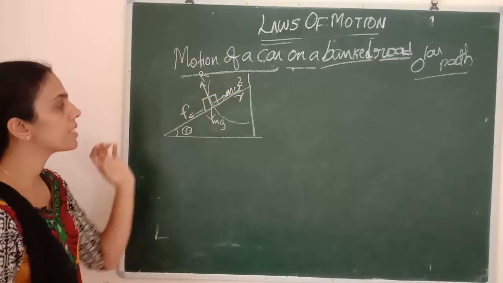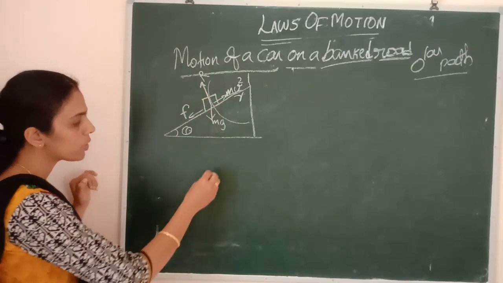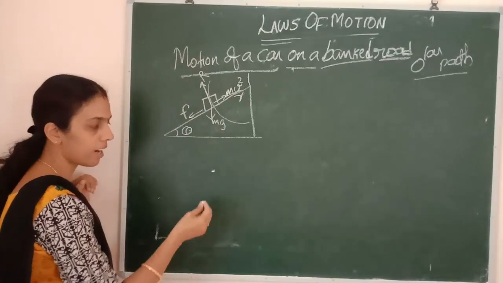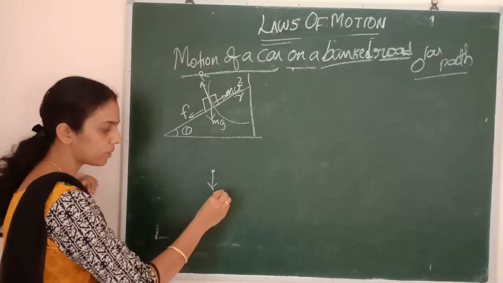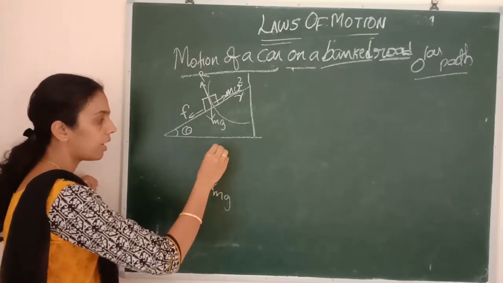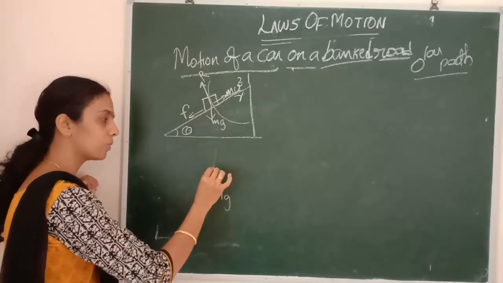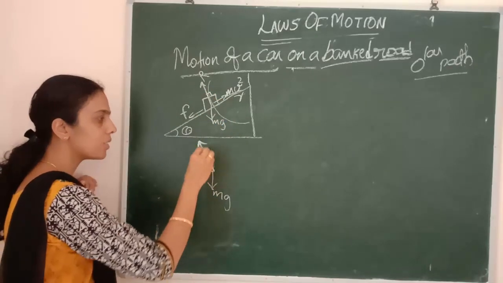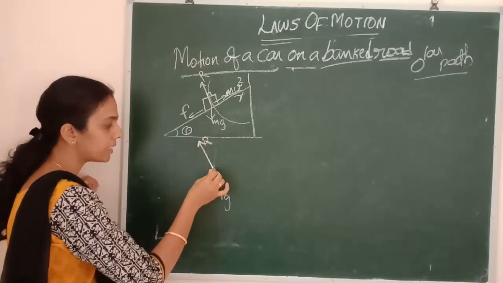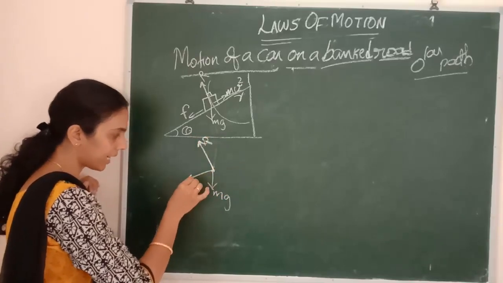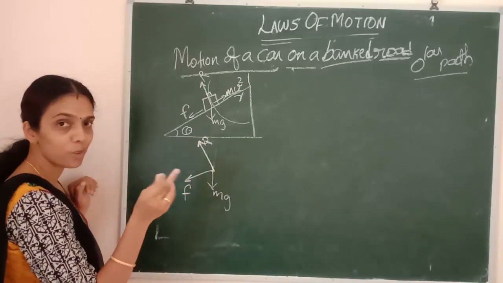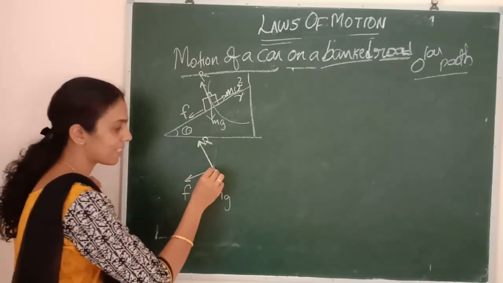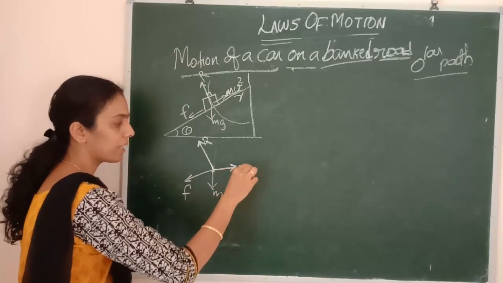So what are the forces acting at this point? I am considering this as the car. mg is acting downwards. R is not exactly downwards. It is normal to the surface, isn't it? So R is like this. And the frictional force is also inclined. It's not straight. On a leveled road it will be straight. Here it is not straight. But mv square by r is straight.